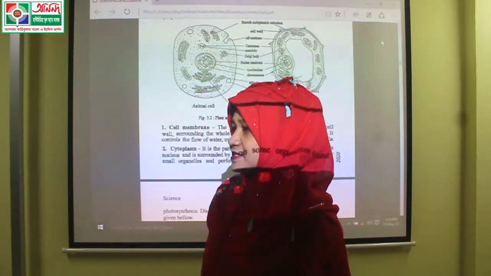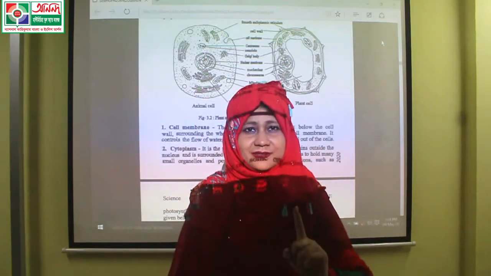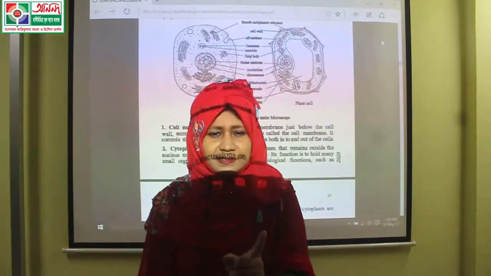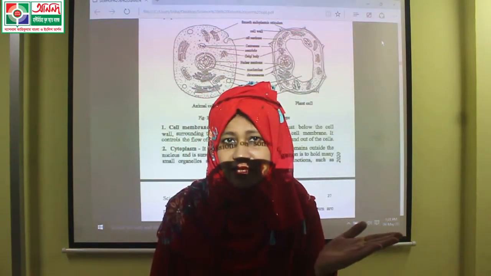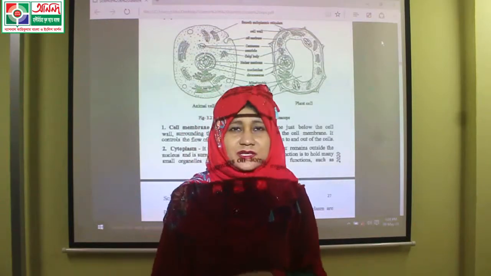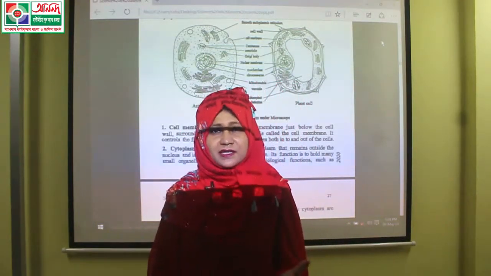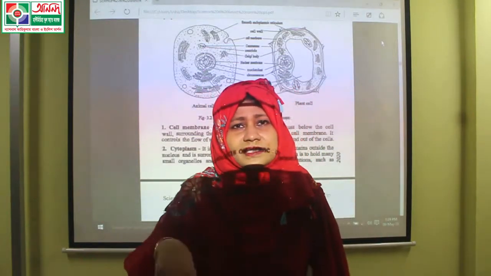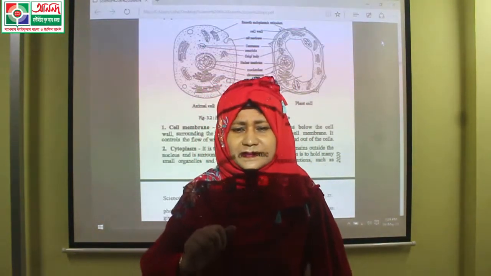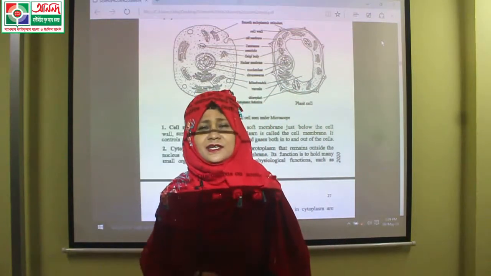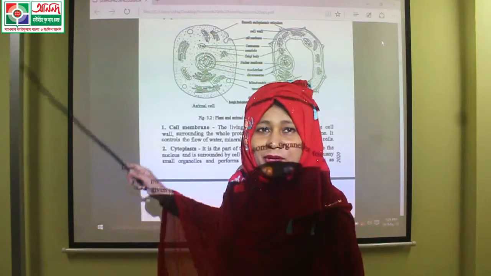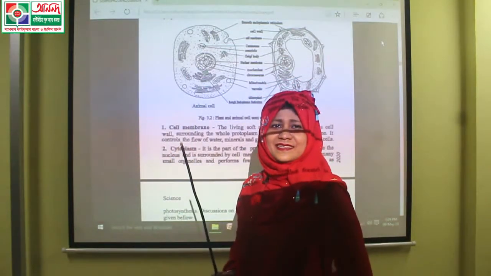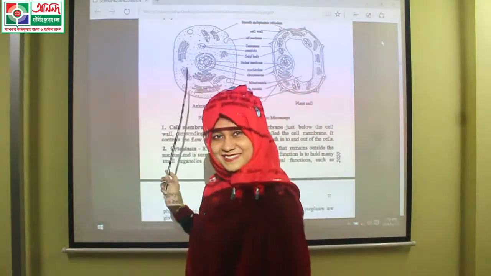Actually, what is a cell? The structural and functional unit of life is called a cell. The shape of the cell I also discussed. It may be round, oval, or rectangle, and the cell contains numerous organelles inside it. In today's lecture, we are going to discuss the internal structure of plant and animal cells. Okay students, let's start our lesson.